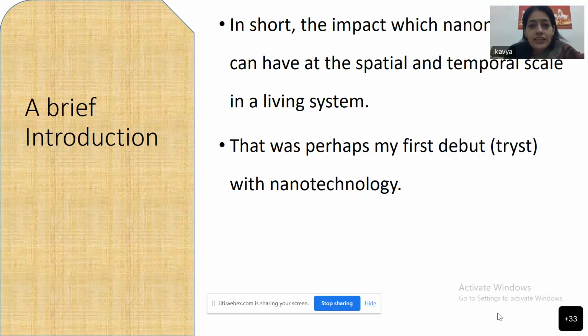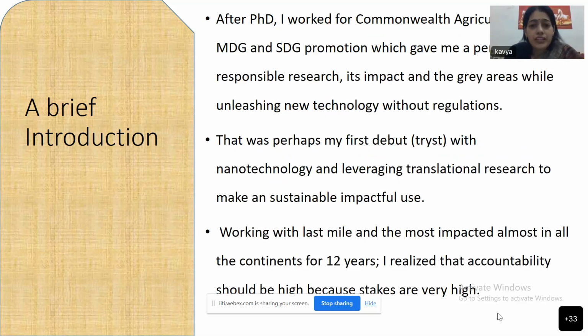So, if I say it in short, the basic question which attracted me towards nanotechnology was the impact that nanomaterials can have at the spatial and temporal scale of a living system. And this was perhaps my first debut, or tryst, because after that I was in deep love with nanotechnology, so I can take the liberty of calling it a tryst also. A tryst with nanotechnology.